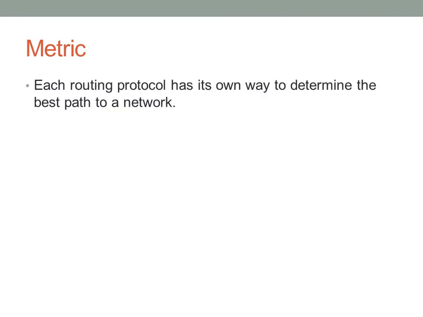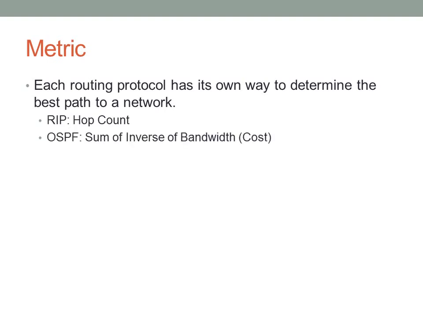Now, we have to talk about a concept called metric, which is used in a lot of different routing protocols. Each routing protocol has its own way to determine the best path to a network. For some routing protocols, it involves bandwidth. For others, it just involves a single hop. For others, it can be more complicated than either of those. With RIP, it's hop count. With OSPF, we consider it as the sum of the inverse of bandwidth, so with a higher bandwidth you have a lower cost. With EIGRP, it's a combination of the minimum bandwidth on the link plus the total delay across all the links that it has traversed.